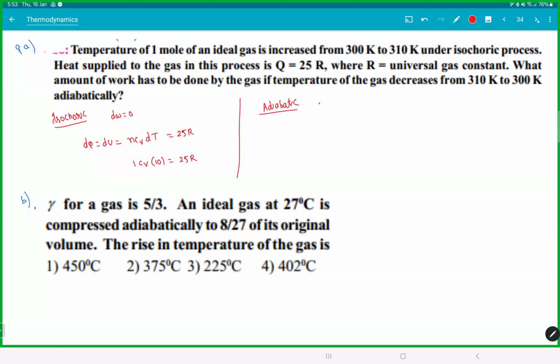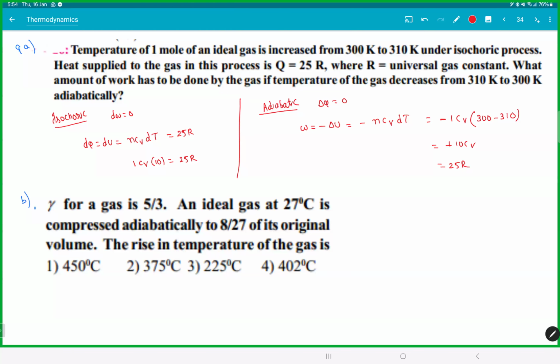Now in the adiabatic process, delta Q is 0. So work done is minus delta U. Now remember, delta U doesn't care, it always depends only on nCv dT. So here it is minus 1 Cv, dT here is 300 minus 310. So that is plus 10 Cv, which is 25 R. That's your answer. It's 25 R only. Clear? What about this thing?